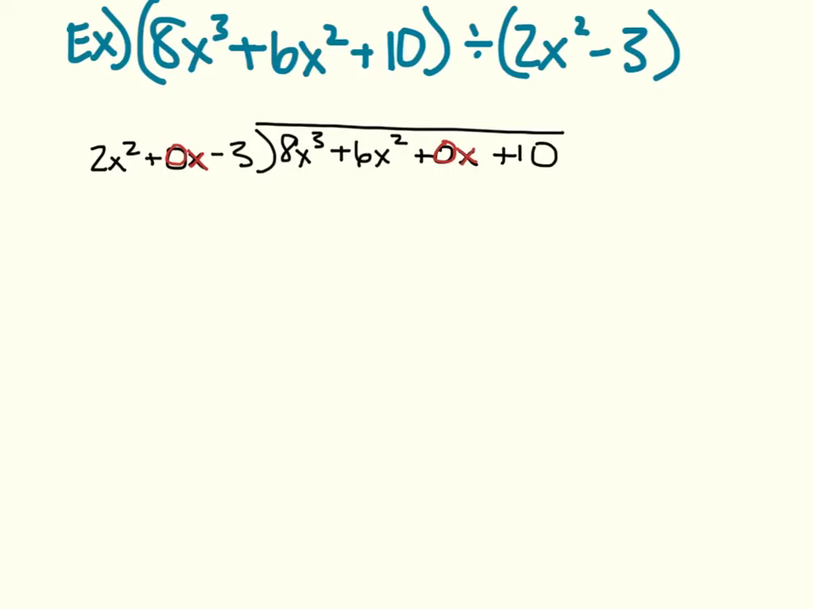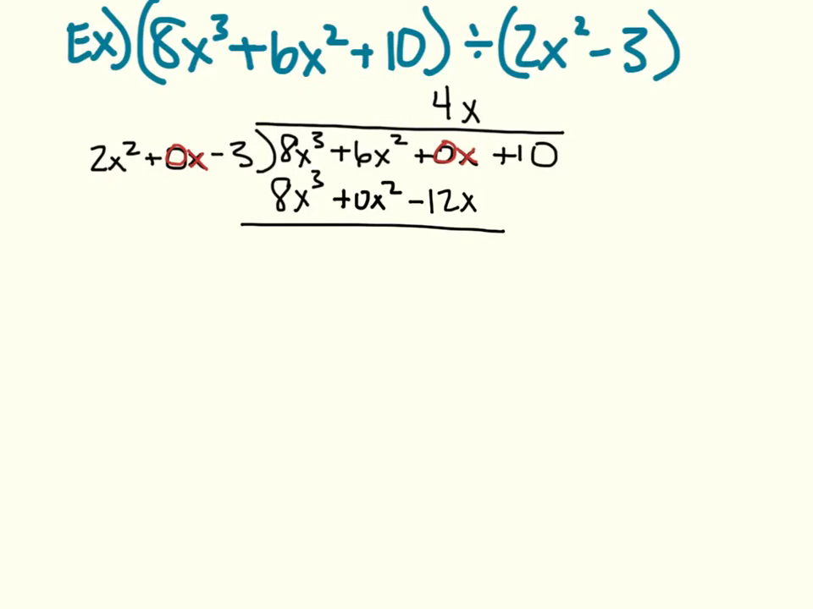Okay, so I have to think, what makes 2x squared into 8x cubed? 4x. So I write it right over the x. It's a good thing that I have my placeholder to know where to write this 4x. Now everything over here is going to get multiplied by 4x. 4x times 2x squared is 8x cubed. 4x times 0x is just 0, but I'll write plus 0x squared just so everything's lining up. And what's 4x times negative 3? Negative 12x.